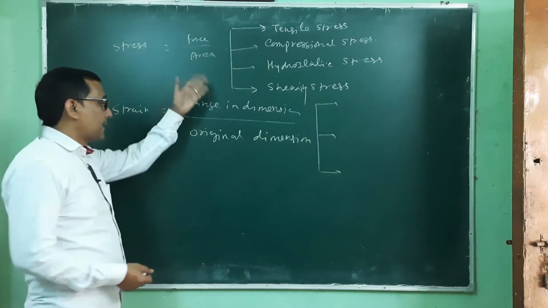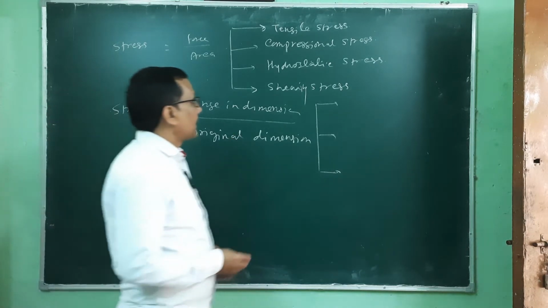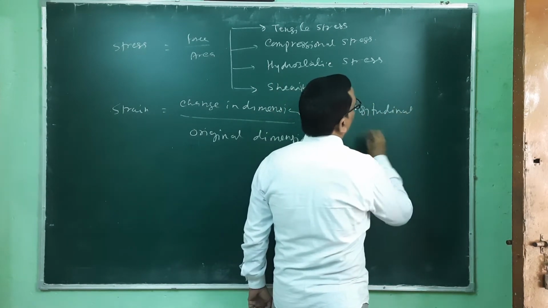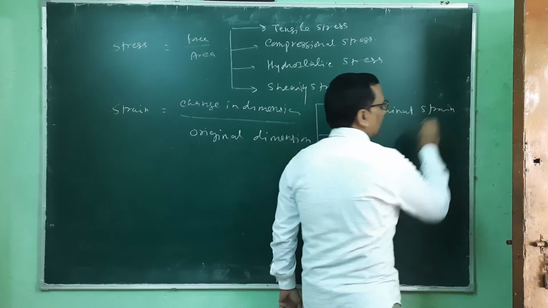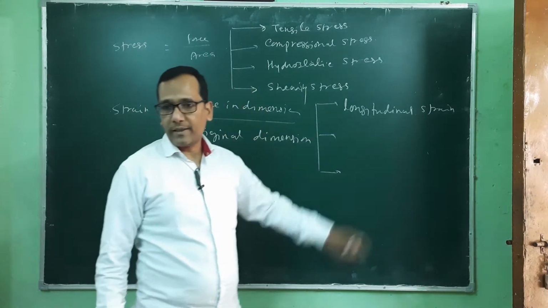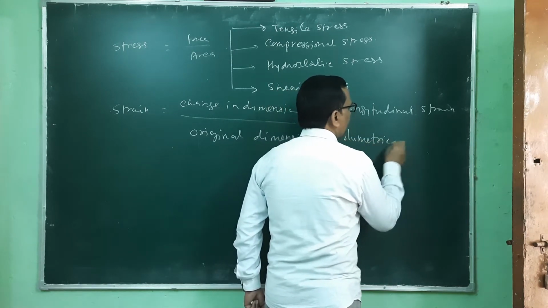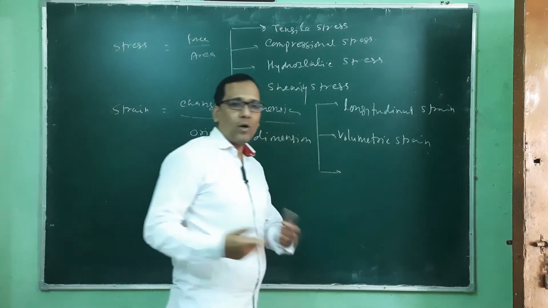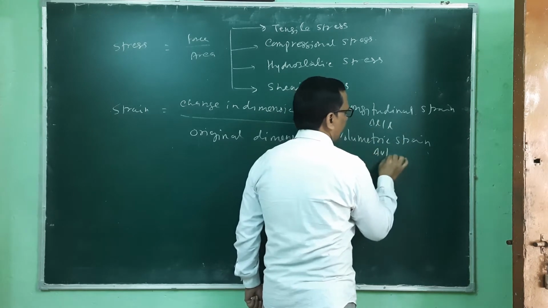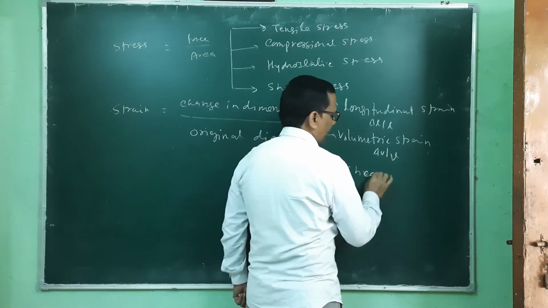Similarly, the ratio of the change in dimension to the original dimension is known as strain, and this is classified as longitudinal strain, which is in one direction. This is the change in length upon its original length, that is the longitudinal strain. And the second one is volumetric strain, the change in volume upon the original volume. This is delta L by L. This is delta V by V, and this is known as the shearing strain.